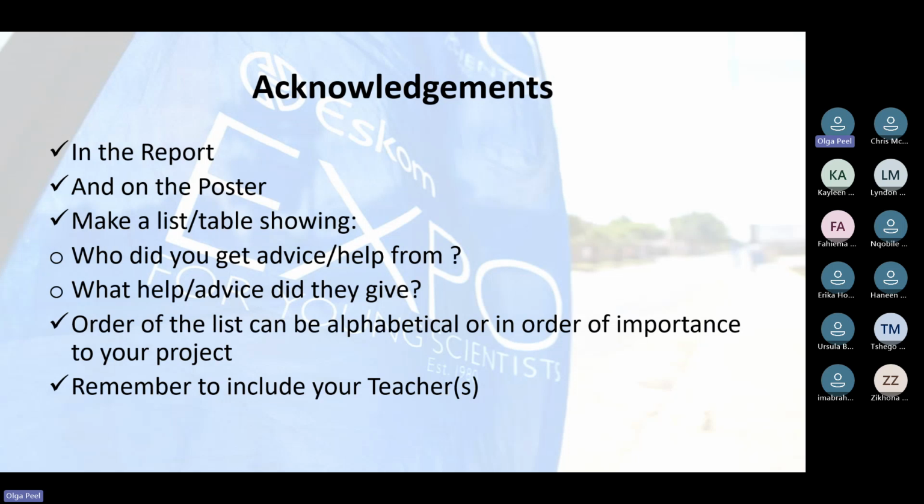You can make a list or a table showing who you got the advice or help from and what they gave you. Thank you to my mother for driving me to the clinic so I could hand out the questionnaires. Thank you to the so-and-so teacher who assisted me with giving out the questionnaires at school. Thank you to the principal for supporting my project. Thank you to the clinic sister who agreed to help me hand out anonymous survey questionnaires, and so on.